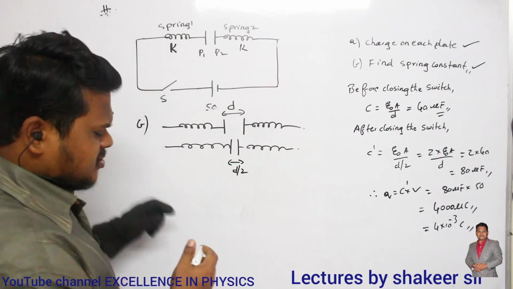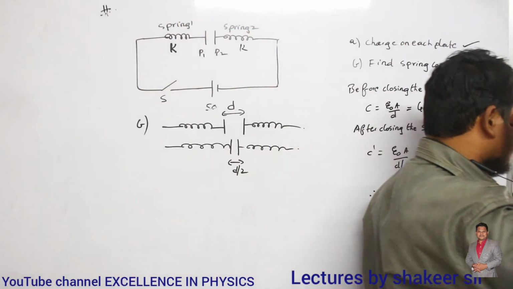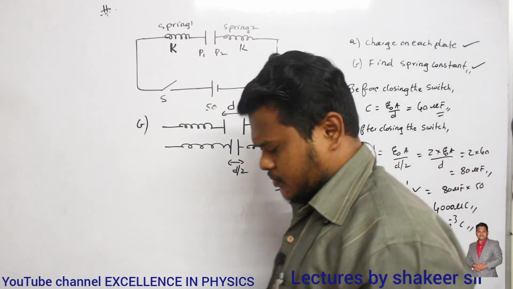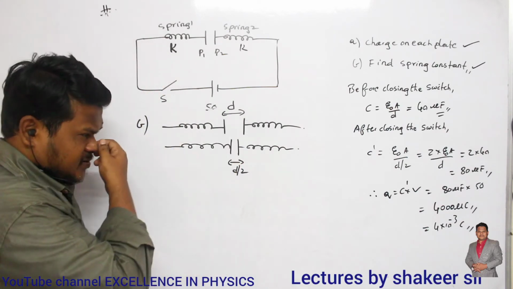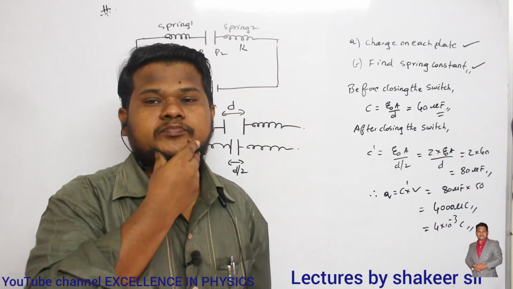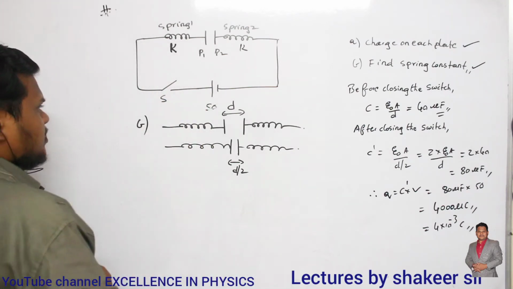So how has this distance between the plates reduced ma? Can you say? How has this distance between the plates reduced? Why is the plates' distance reduced in the first place? You should answer. Clear ma?